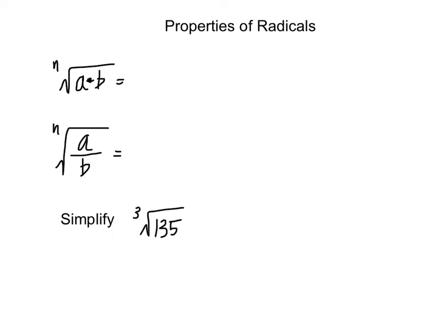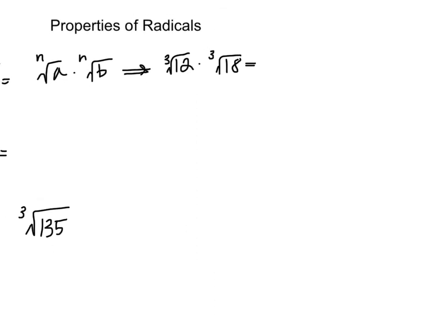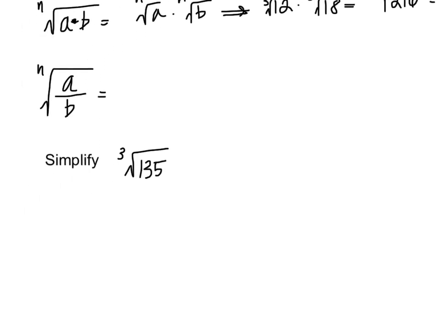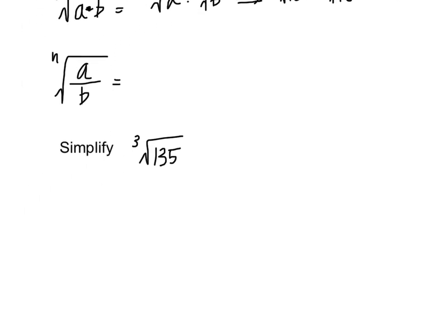So this first problem is actually supposed to be a times b. So we have the nth root of a times b. And this is equivalent to the nth root of a times the nth root of b. So with numbers, for example, we have the third root of 12 times the third root of 18. This is equivalent to the third root of 216, which is the product of 12 and 18, which is 6.